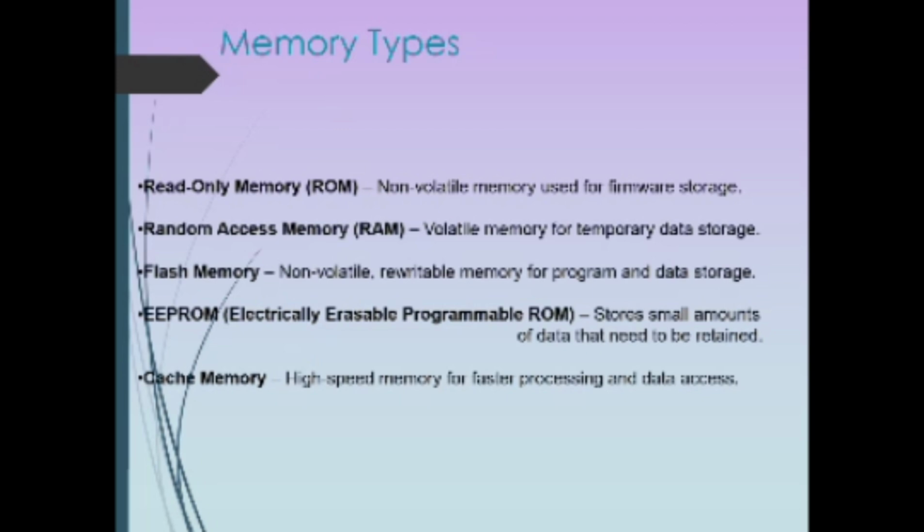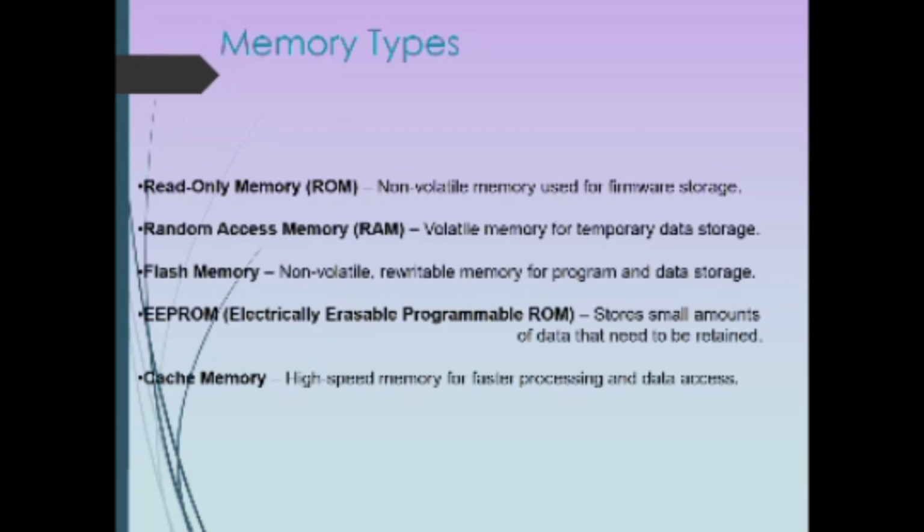Now flash ROM or flash memory, we can say flash memory is non-volatile. It's rewritable memory for programming and data storage. EEPROM is electrically erasable, programmable, read-only memory. It stores a small amount of data that needs to be retained, and cache memory is high-speed memory used for faster processing and data access.